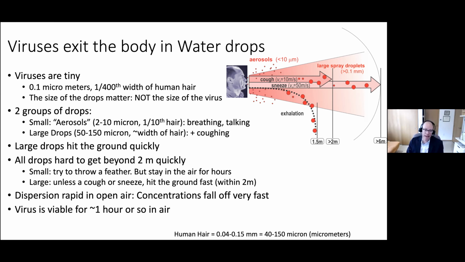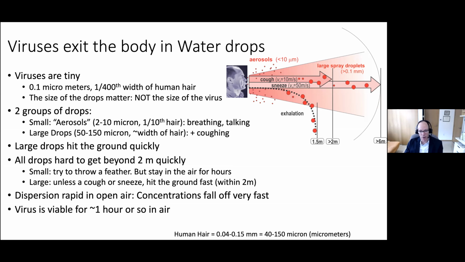It's hard to get any drops to move beyond 2 meters quickly, and it's hard to get the small ones to move very fast. So for example, think about throwing a baseball versus throwing a feather. The lighter drops or the lighter particles, you can't throw very far. You can't push very far. They have too much air resistance. So the other issue is that these large drops tend to hit the ground pretty fast, within about 2 meters. Maybe you can get some of these drops 3 to 5 meters. They tend to hit the ground in a couple of seconds to a minute.